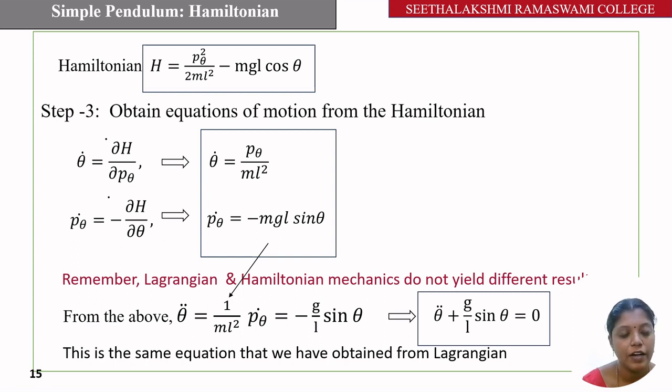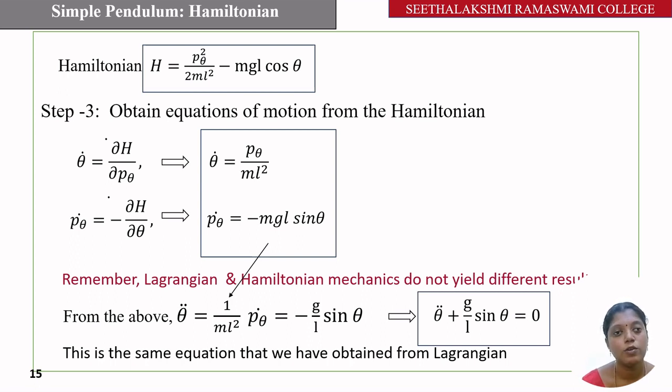Just take this θ̇ equation and differentiate it again. You find θ̈, which is nothing but ṗ_θ/(ml²). ṗ_θ is given by the other of Hamilton's equations of motion, so ṗ_θ is nothing but −mgl sin θ. When you substitute it here, you will obtain θ̈ + (g/l) sin θ = 0. This is the same second order differential equation which is obtained in Lagrangian mechanics.